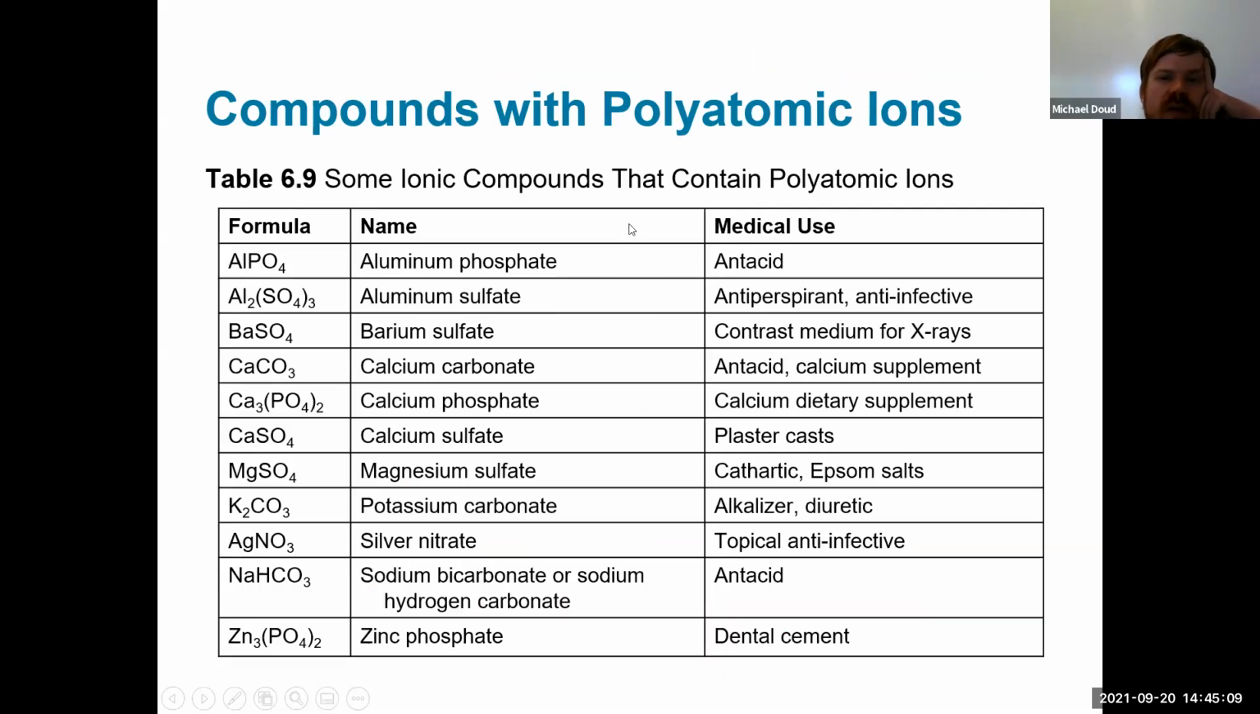Okay, so some other compounds that contain polyatomic ions. We have aluminum phosphate, AlPO4, that's used in antacids. Aluminum sulfate is Al2(SO4)3. That's used as an antiperspirant. It's got aluminum in it, and aluminum is really good at blocking your sweat, basically in the armpits. So that's why it's so useful there.